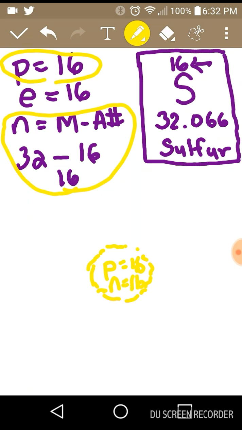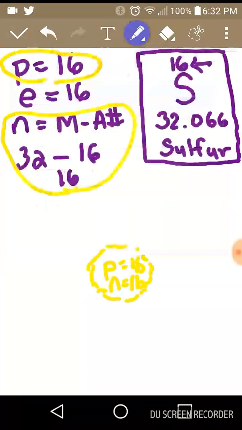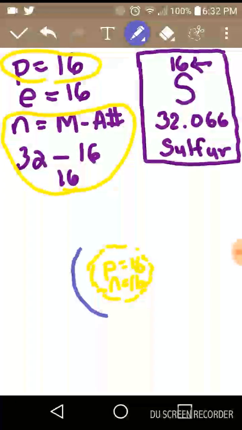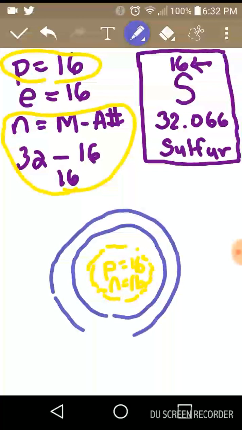Okay, now we're going to go ahead and draw the rings. Now, if you look on the periodic table, you're going to see that sulfur is on the third row. Because it's on the third row or third period, it's going to have 3 rings. Okay, so we're going to draw 3 rings around it. So here's the first, the second, and the third ring.